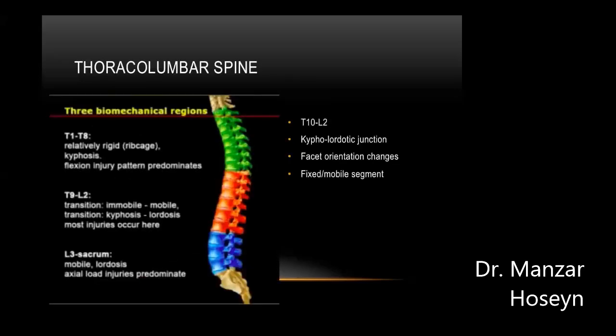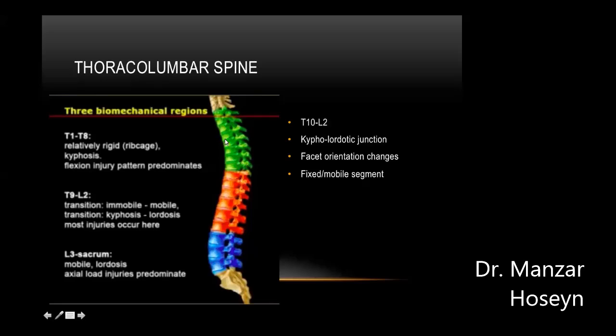The thoracolumbar spine is a region which starts where the thoracic spine is ending and where the lumbar spine is beginning, anywhere from T9 or T10 to L2. This is all thoracolumbar junction. And why is it more susceptible to injury? There are certain reasons for that.